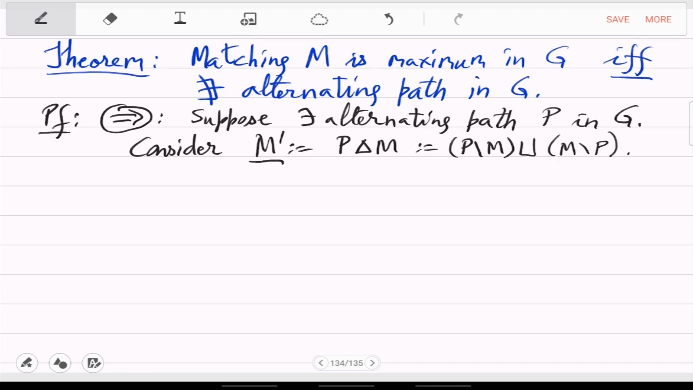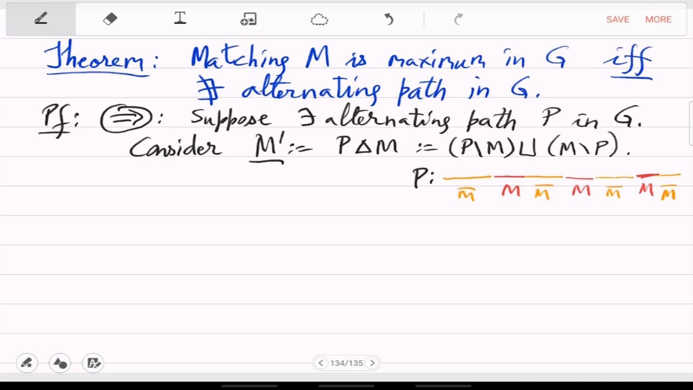So let's focus on the path. In the path you have these, let's say M, and these are the M complements. Suppose the path looks like this. It starts with M complement, ends with M complement, and in the middle it alternates.